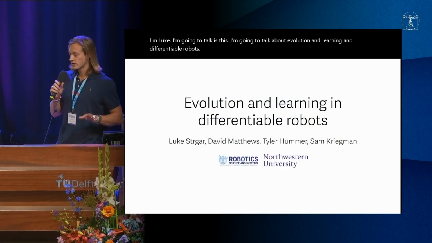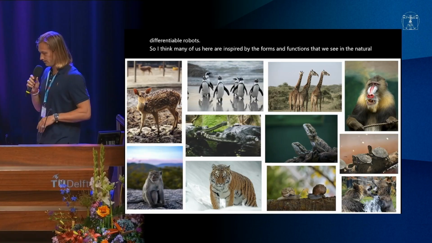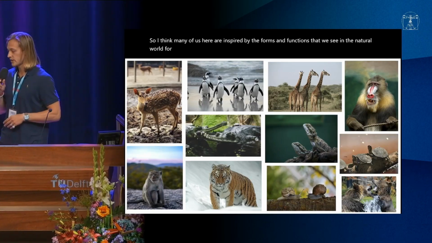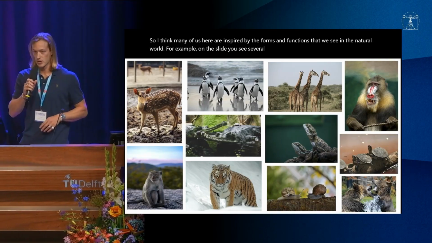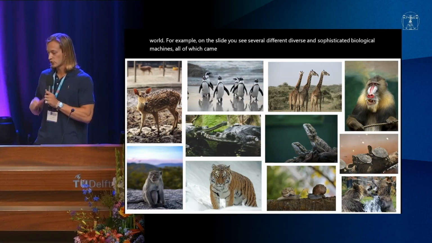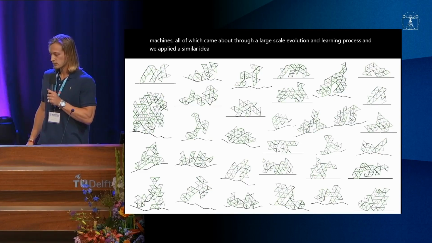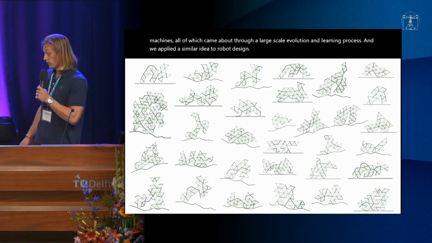So I think many of us here are inspired by the forms and functions that we see in the natural world. For example, on the slide you see several diverse and sophisticated biological machines, all of which came about through a large-scale evolution and learning process. And we applied a similar idea to robot design. These are some of the robots that we discovered.